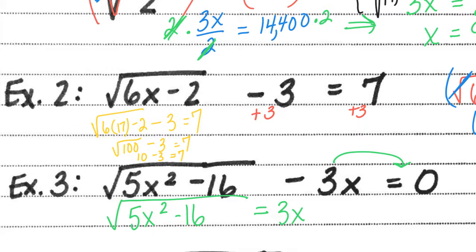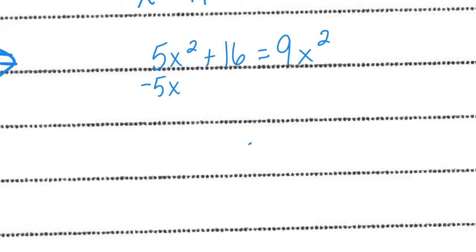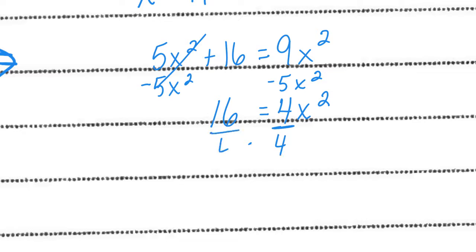And then to get rid of a radical, I know I have to square it. Again, I'm going to start working over here. Sorry, I'm running out of room on my little notes. So when I square that, I get 5x squared minus 16 is equal to 9x squared. Well, you probably want to get these together, so you're going to subtract the 5x squared over. 16 is equal to, well, 9 minus 5 is 4x squared. Divide each side by 4.